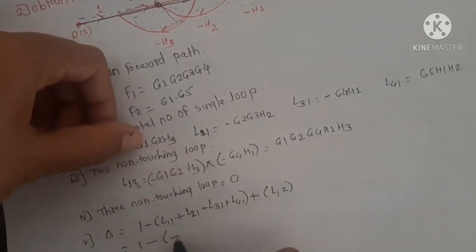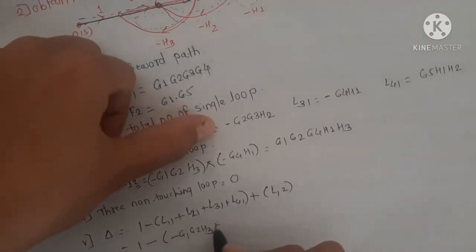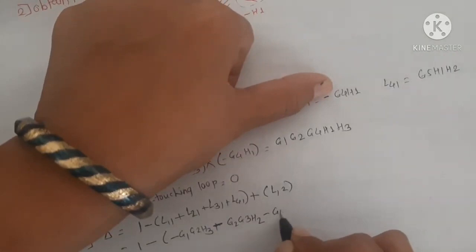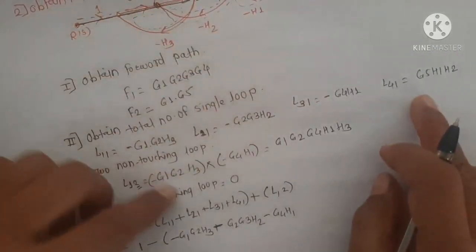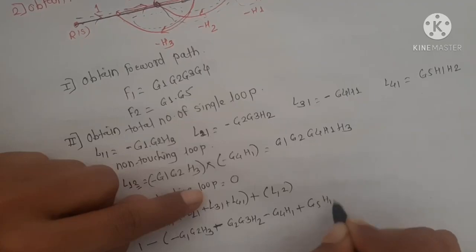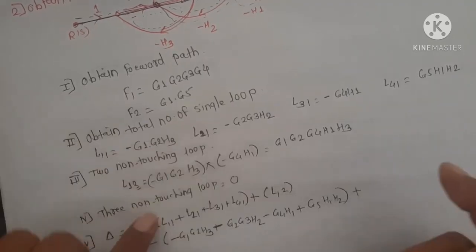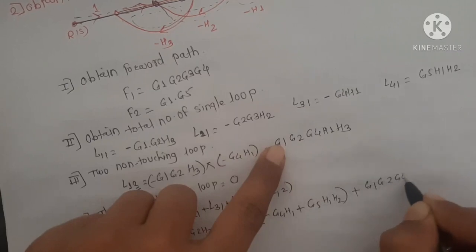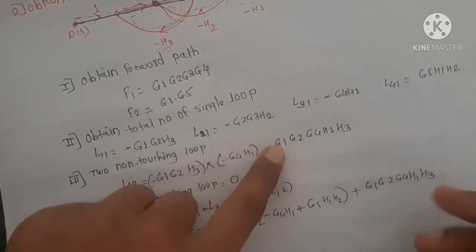So what is the value of this L11? That is minus G1, G2, H3, plus L21 is minus, so this will become minus G2, G3, H2. This plus sign also becomes minus because of this, minus G4, H1. After that, fourth is G5, H1, H2, plus L12 is nothing but G1, G2, G4, H1, H3.